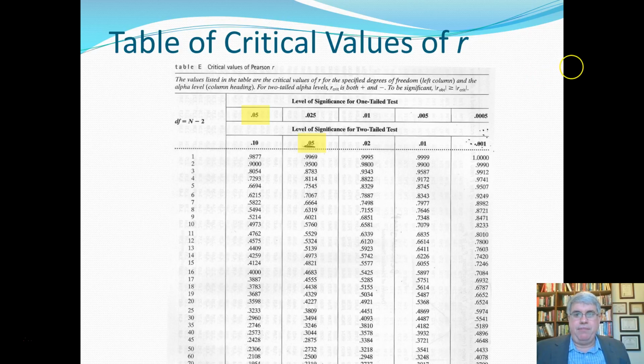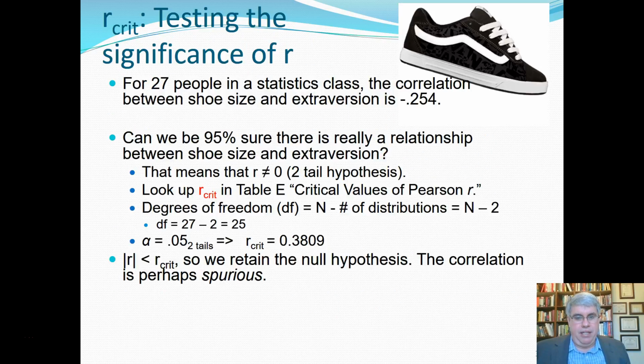With correlations, we've got two variables, and we need to calculate the mean for both of them when we calculate the correlation. So the degrees of freedom, anytime that we have a correlation of two values, is n minus 2. So let's go back here. The degrees of freedom, called df, is n minus the number of distributions that we calculated the means for. We've got shoe size and extraversion, so that's 2. So the degrees of freedom equals 27 minus 2 equals 25.